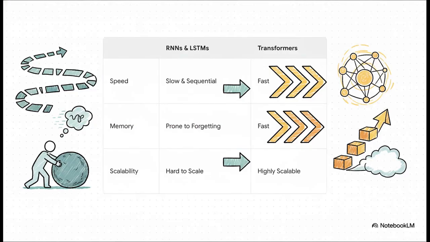So let's just put it side by side. The old way, the sequential way, was slow, it was forgetful, and it was really hard to scale up with modern computers. The new way, the transformer, is parallel. It looks at everything at once, which gives it the full context. And that makes it incredibly fast and super scalable. This fundamental shift is what set the stage for everything that was about to happen.